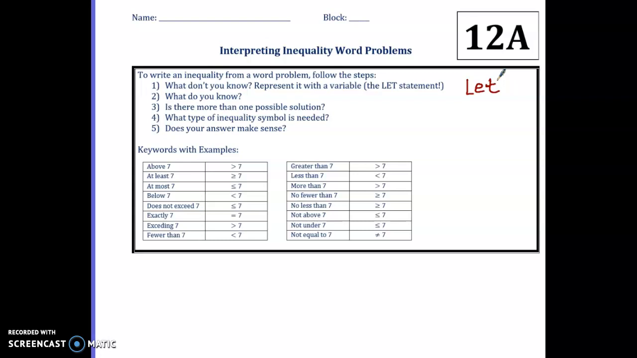Okay, so here we have some keywords that you should look at. So if we have the word above 7, above would be just greater than. Okay, it wouldn't include the equal sign. But if it's at least 7, it would include the equal sign. At most 7, it would be less than or equal to 7. And you can go through this whole example, look at the keywords with examples.